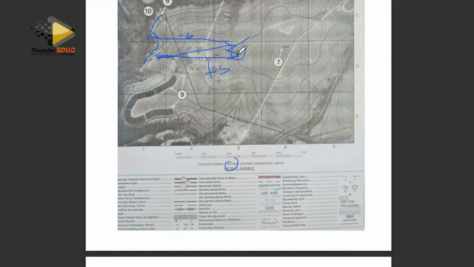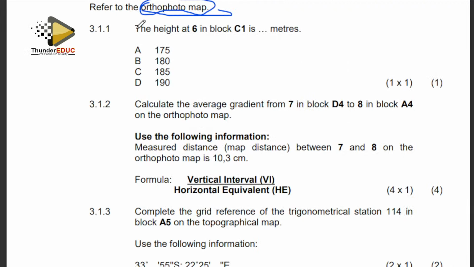Sorry, this is 200, 195, 190, 185, 180, and that means this one here, which is 6, comes like this, which is this one, it becomes 175. So if you check here, the option that I will take is 175. How do you get 175?